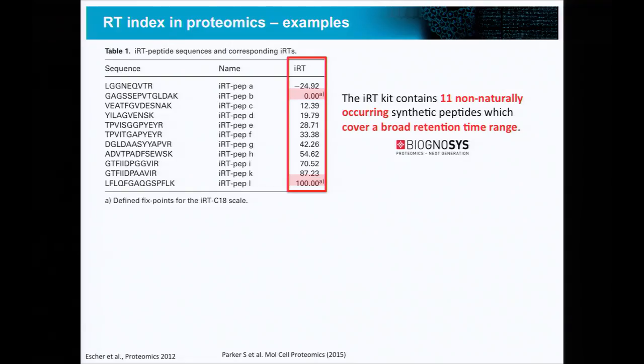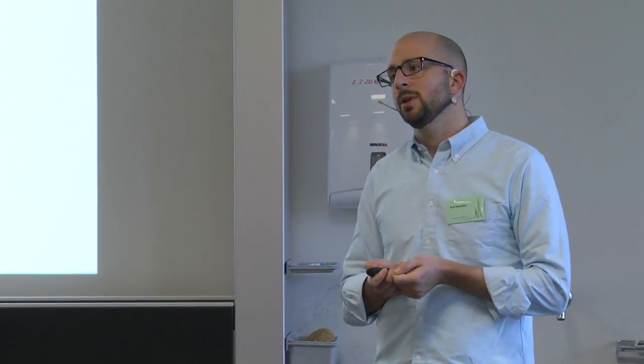So just to give you two examples of how this would look, when you get, for example, a kit from Biognosys, we use this kit. It has 11 non-naturally occurring synthetic peptides that cover a broad range. And this kit comes with a set of IRT values, as I've said before. This is very important. We know these IRTs, so the relationship between the standards is provided to us in advance.